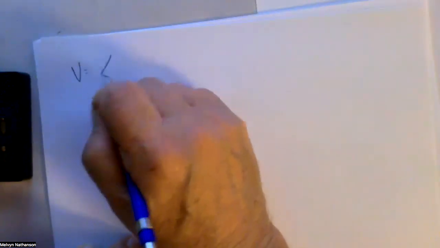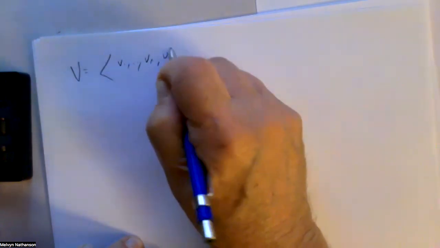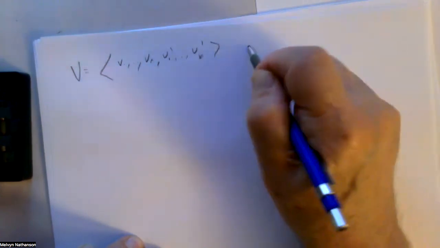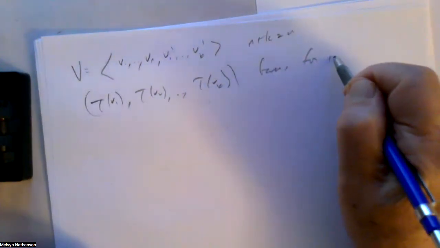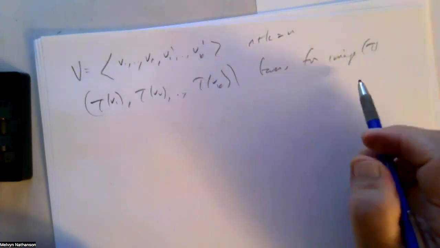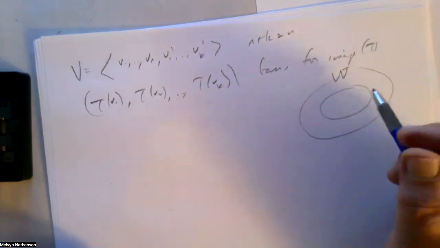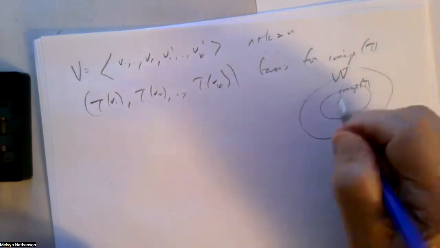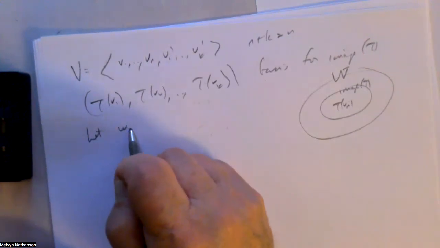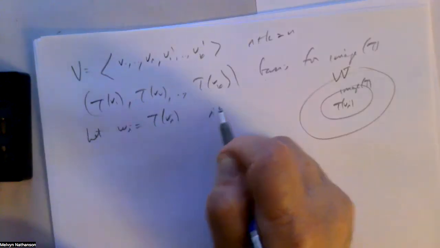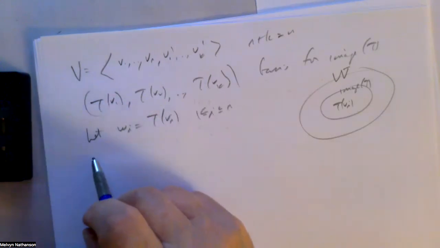So what we have then is that V is generated by v1 up to vr, v1 prime up to vk prime, r plus k equals n, and T of v1, T of v2 up to T of vr are a basis for the image of T. So over here we have the vector space W. Sitting inside of it is the image of T, and we have these vectors T of v i. So let w sub i equal T of v i for i going from 1 to r. These are linearly independent.